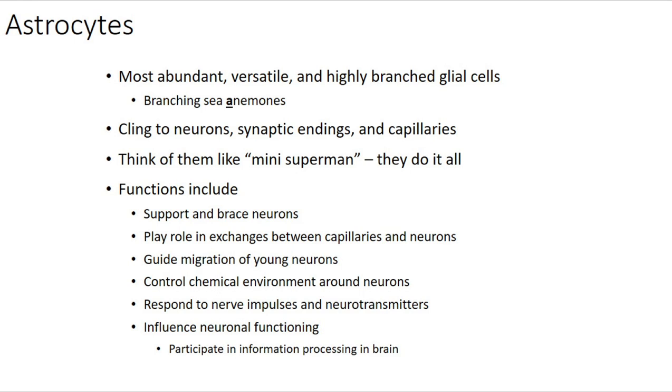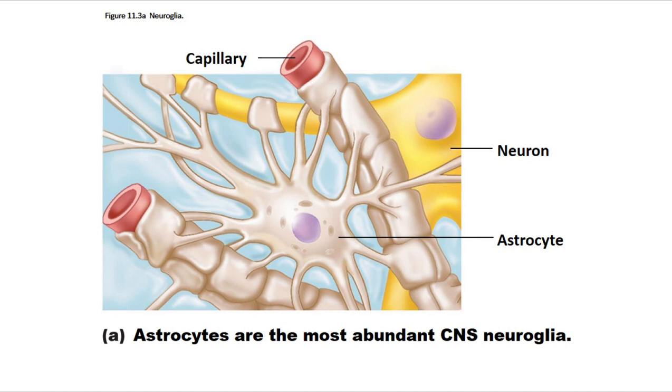So their functions you can see here are many. They support and brace neurons and capillaries. They play exchange roles between those two structures. They even guide the migration of young neurons and control the chemical environment around neurons, including those young ones. They also respond to nerve impulses, neurotransmitters, and by doing so, they influence neuronal functioning. And that allows them to participate in information processing in the brain.